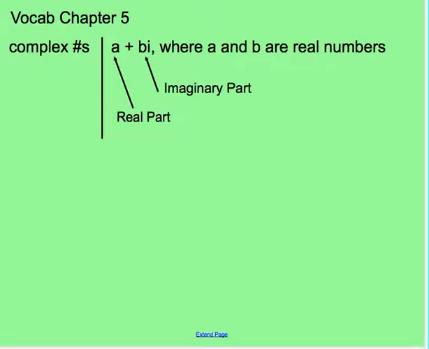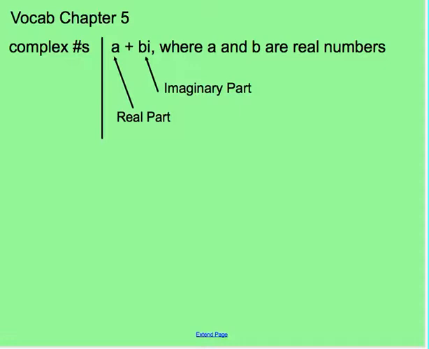In this lesson, we're going to take a closer look at complex numbers and some operations with them. So first of all, what is a complex number? It is any number in the form of a plus bi, where a and b are considered real numbers.